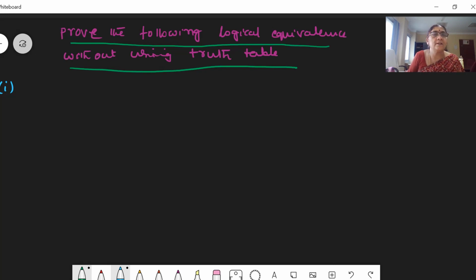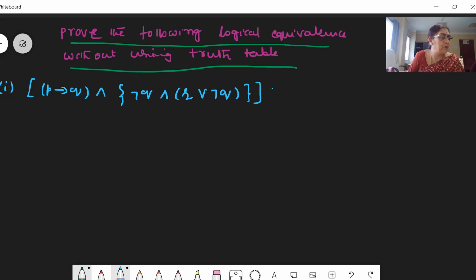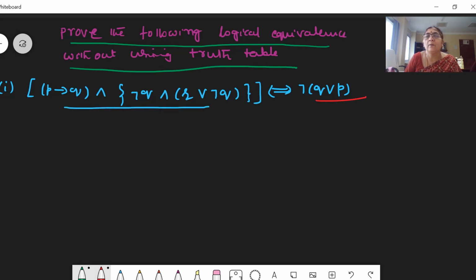Now, let us consider the first problem. (P → Q) ∧ ((¬Q ∧ R) ∨ ¬Q). The entire thing is a compound proposition. It's logically equivalent to ¬Q ∨ P. Now, one way we already know from my previous video is how to prove it by using a truth table. Here I am going to explain how to prove these two compound propositions are logically equivalent without using a truth table, that is, with the help of laws.